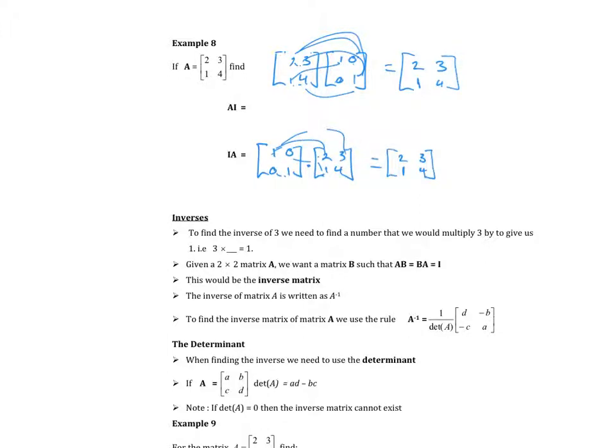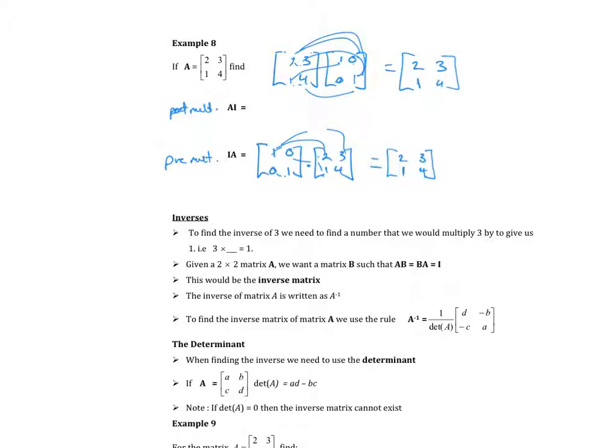So both of them give me the same, so it doesn't matter whether we pre-multiply or post-multiply by the identity. So this is pre-multiplying, and this is post. If we multiply any matrix by the identity, we get the original matrix. All right, that's important.